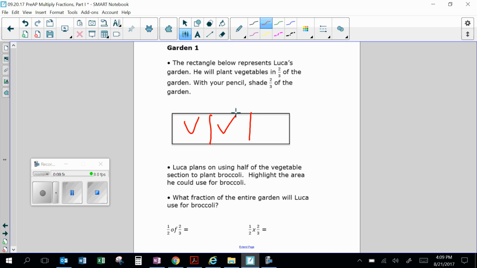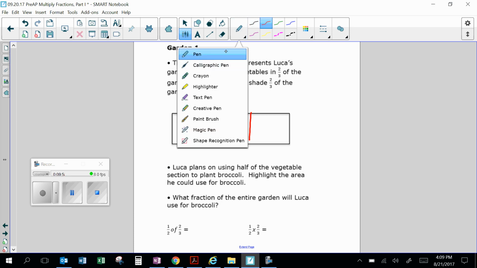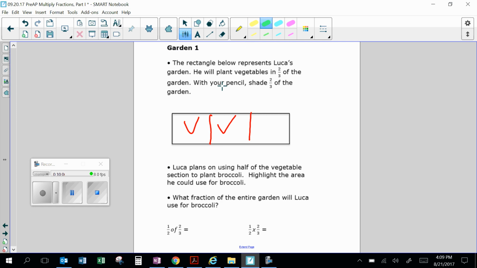Let me get the highlighter. Luca plans on using only half of this vegetable garden to plant broccoli. Highlight the areas he could use. So he's only going to use half of the vegetable garden to plant broccoli. This will be for his broccoli. What fraction will Luca use for broccoli? 1/3.